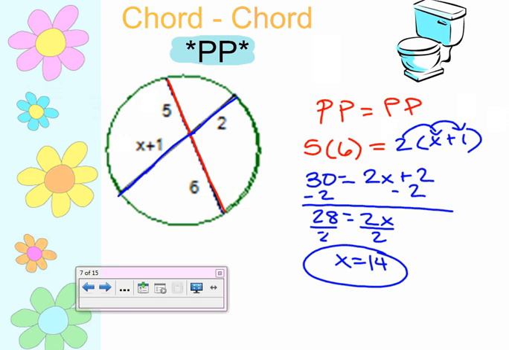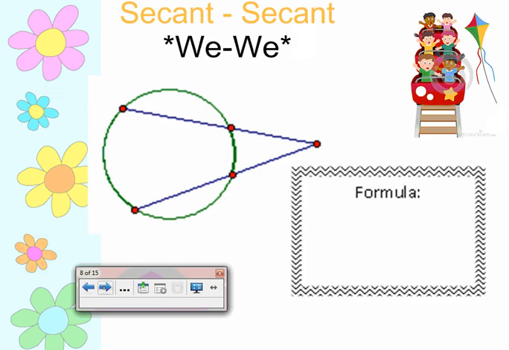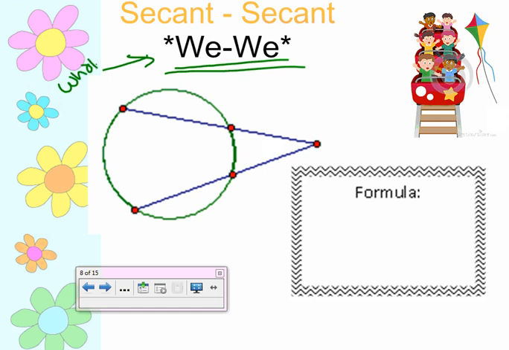Now the next set of segments that we're going to look at is going to be secant and secant. Now our abbreviation for this is going to be WE, okay, where the W stands for whole, and the E stands for exterior. Okay?